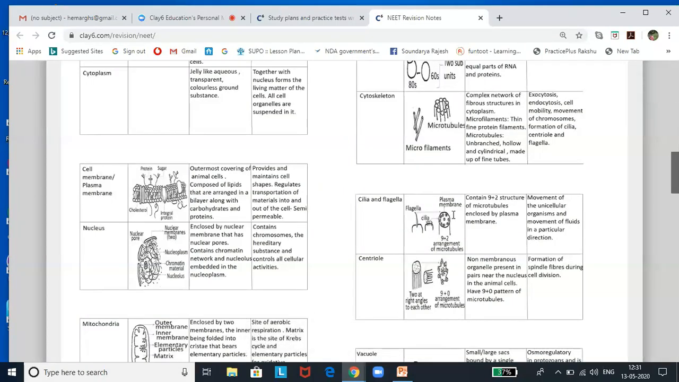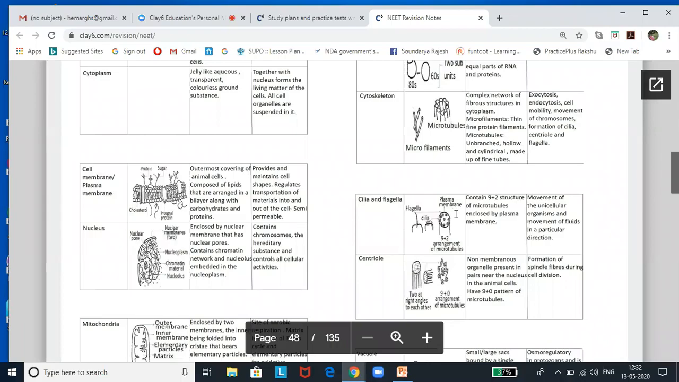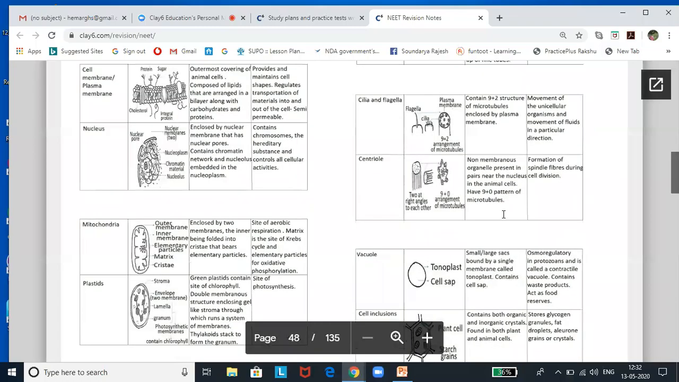Now, let us look at centrioles, cytoskeleton, and all those stuff now. If we look at the cytoskeleton, it is made up of microtubules and microfilaments. So these help in exocytosis, endocytosis, cell motility, movement of chromosomes, formation of cilia, centriole, and flagella. If you look at cilia and flagella, they contain 9 plus 2 structure of microtubules enclosed by the plasma membrane. They help in the movement of unicellular organisms and also move the fluids in a particular direction.